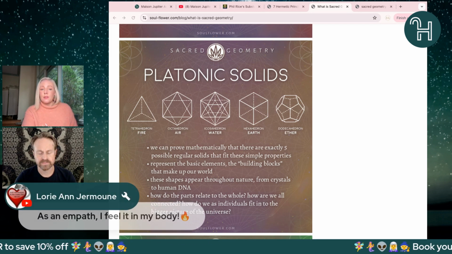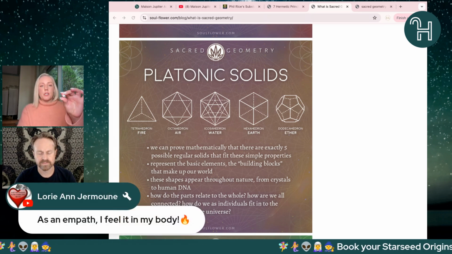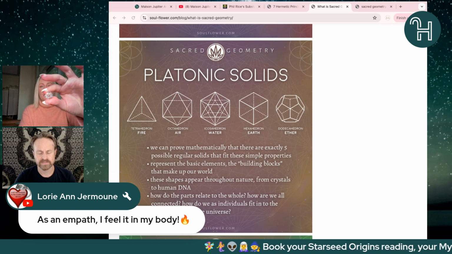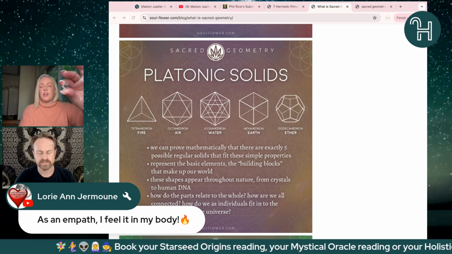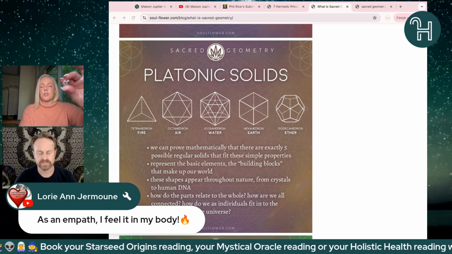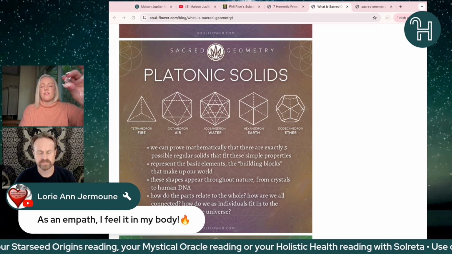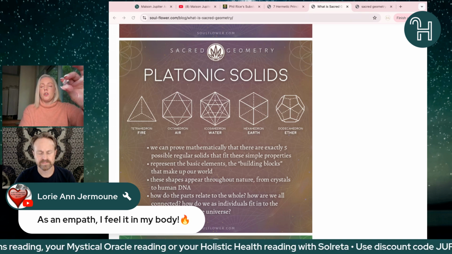So let's do this one. We're going to just feel into this dodecahedron shape, which is related to ether. Taking a moment just to recenter, connect your consciousness to this dodecahedron shape, maybe even feeling yourself with it around you.